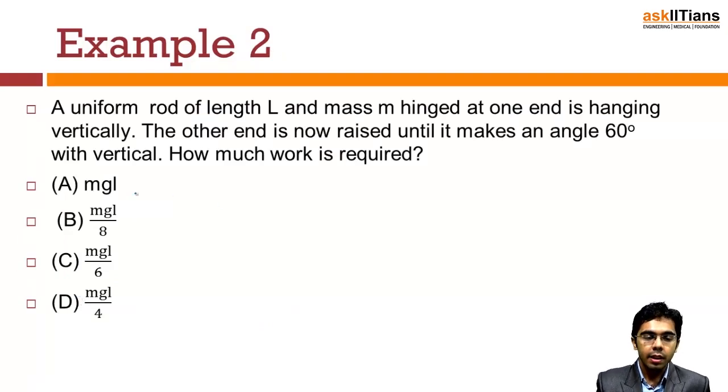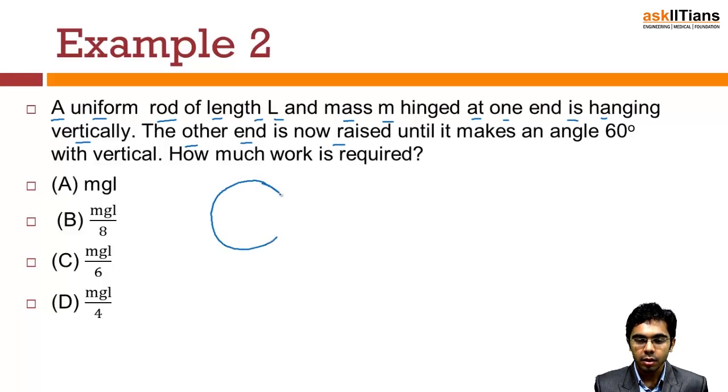Now let's look at example number 2. A uniform rod of length L and mass m is hinged at one end and hanging vertically. The other end is now raised until it makes an angle of 60 degrees with the vertical. How much work is required? The situation is something like this: this is the center, the rod was over here, and now the rod makes an angle of 60 degrees with the vertical. This is the final position of the rod. We have to find out how much work is required.